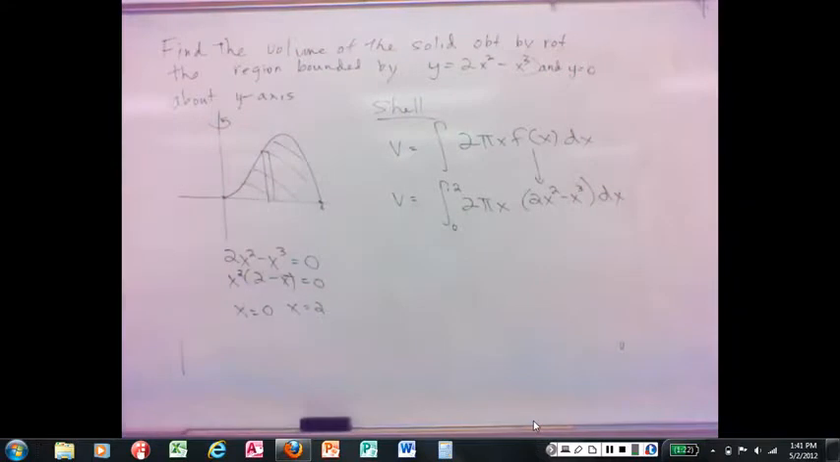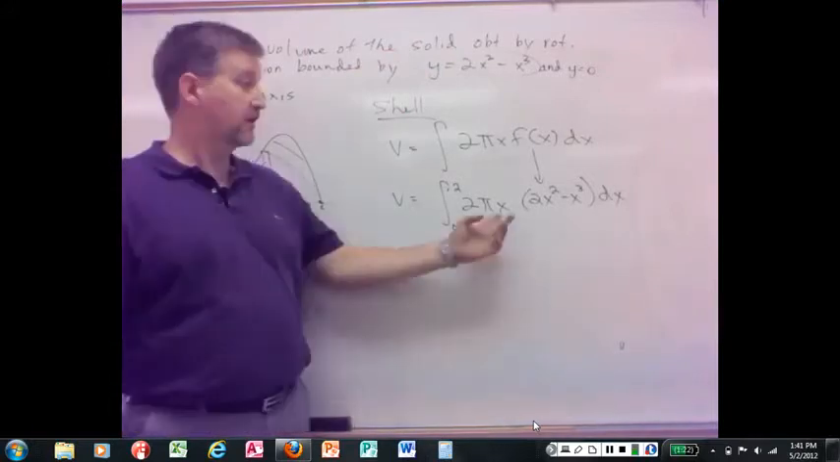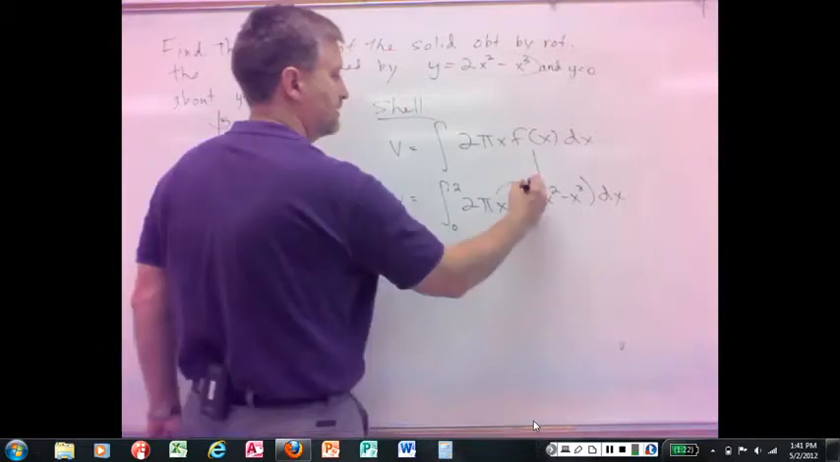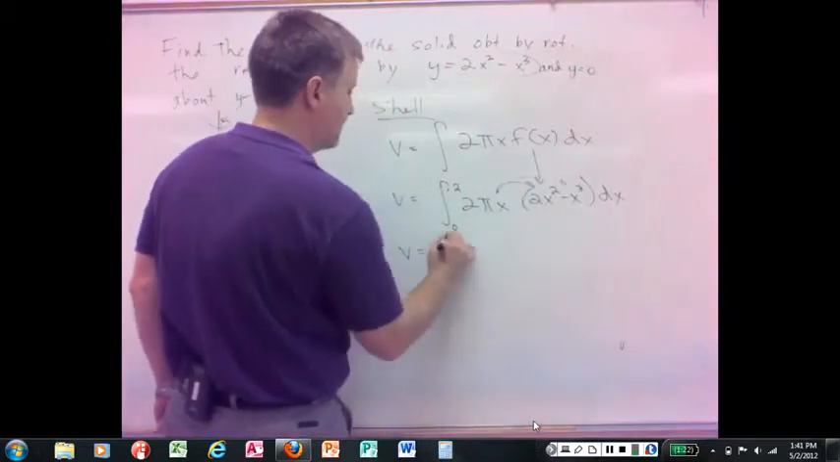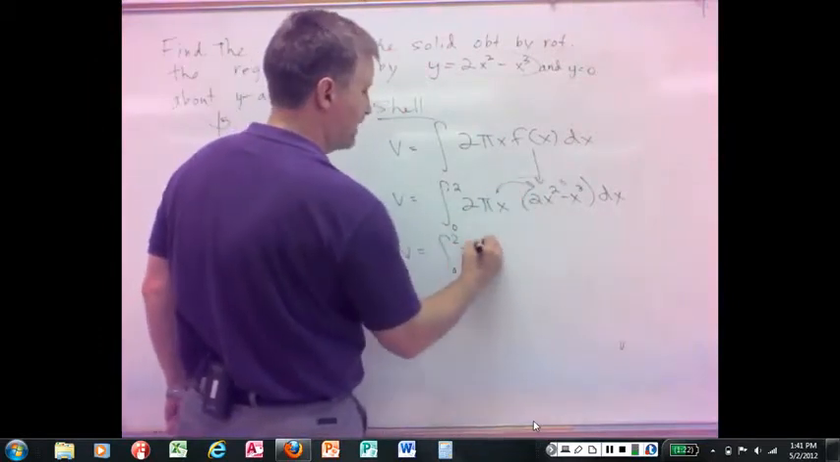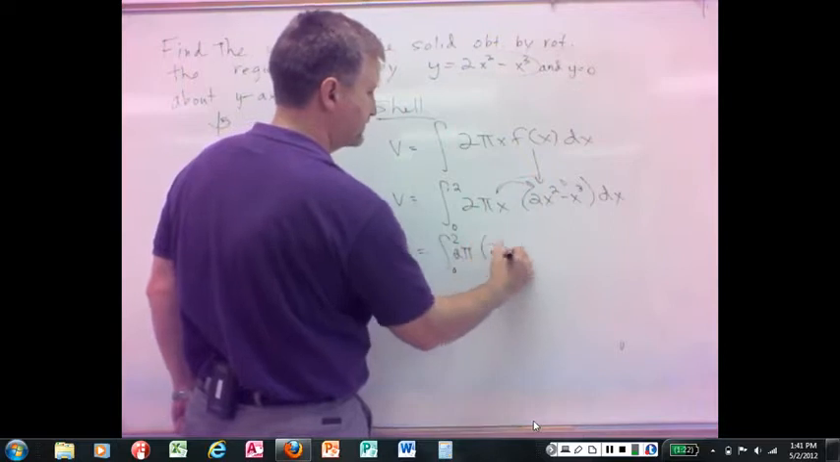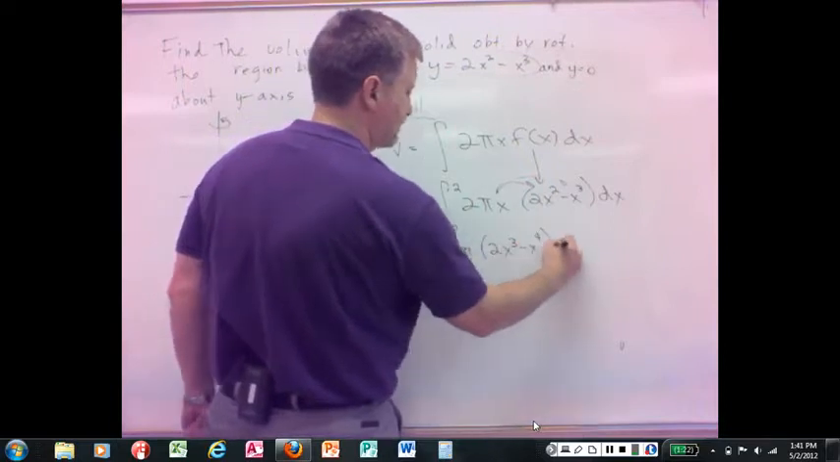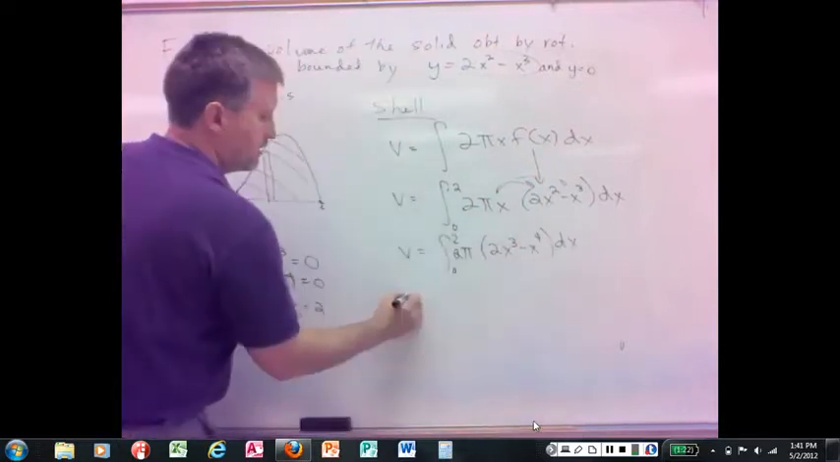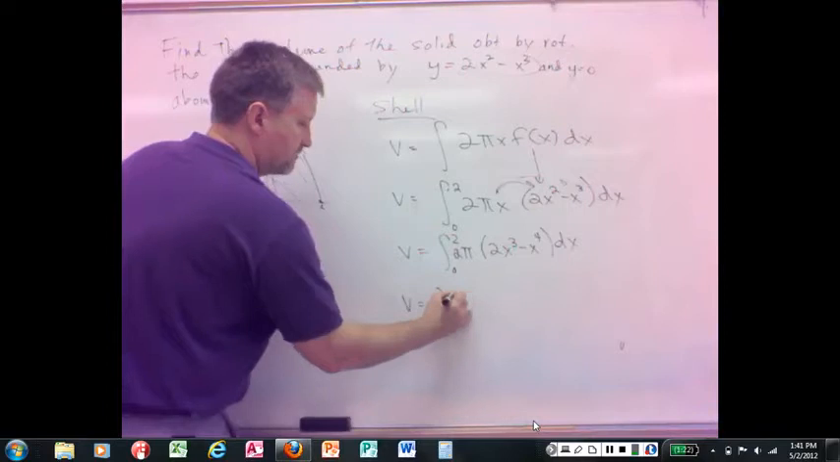How do I integrate that? What would be my first step? Got to distribute the x. Yeah, most of these cases on the shell method, you are going to have to distribute the x. So that would be the volume, 0 to 2 of 2 pi times 2x cubed minus x to the fourth dx. So now I can do the antiderivative.